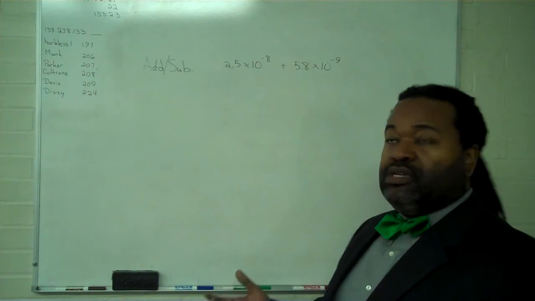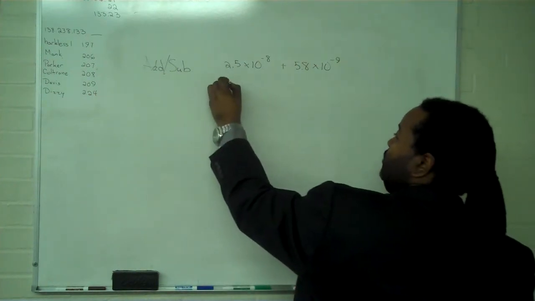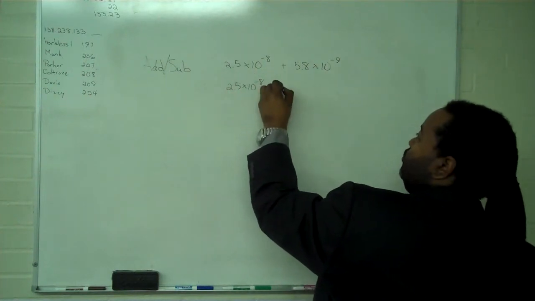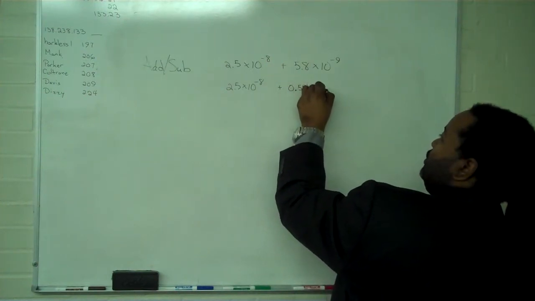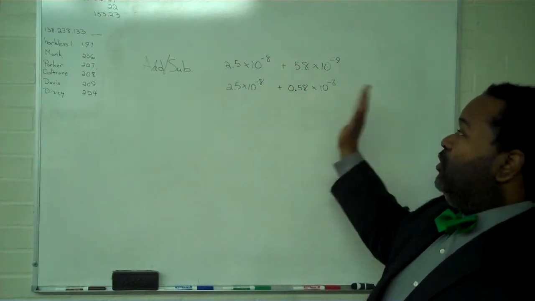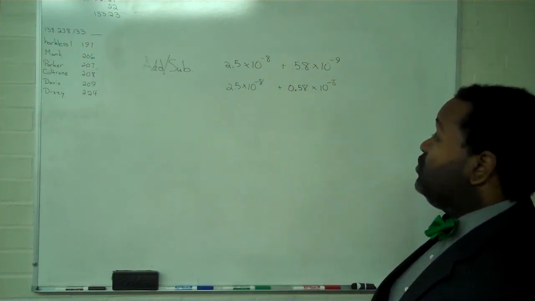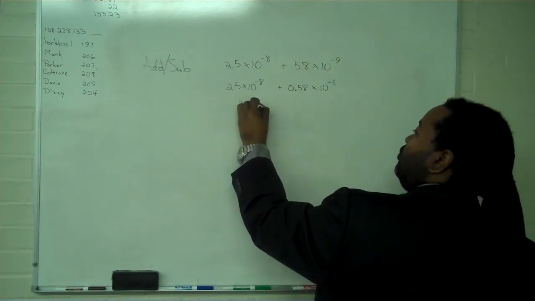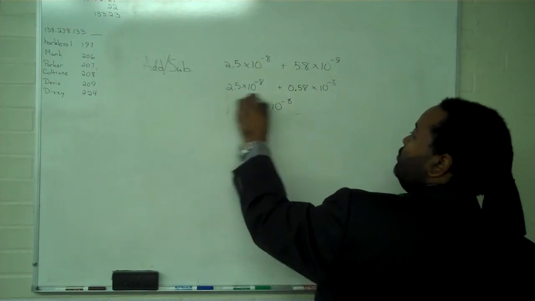In order to make this work, these exponents have to be equal to each other. So I can write 2.5 times 10 to the negative 8 plus 0.58 times 10 to the negative 8. By doing this, they're both to the negative 8, so I can just add these numbers. So 2.5 plus 0.58 will give me a value of 3.08 times 10 to the negative 8.